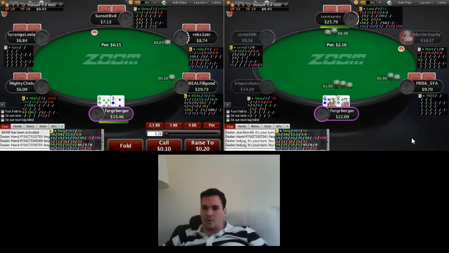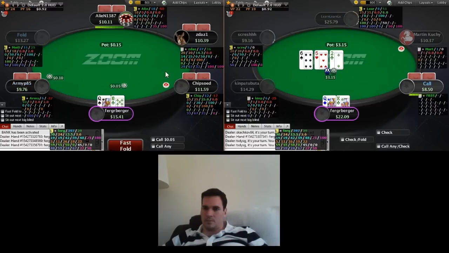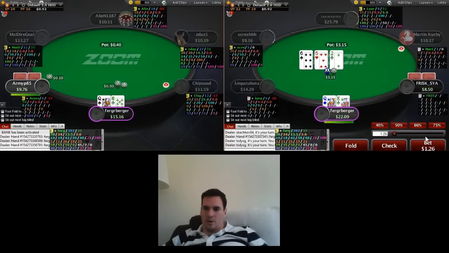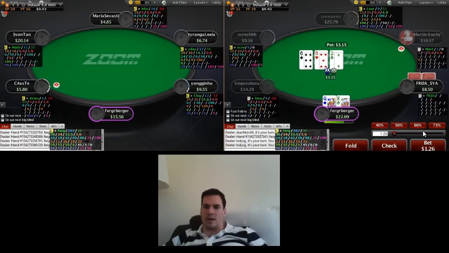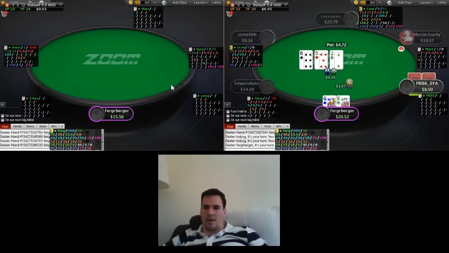Again, perfect squeeze opportunity here. This guy calls, which is quite interesting. We're going to fire once here just to fold out his kind of random overcards that he can have, like 10-jack suited, those types of hands. So we're going to go ahead with the bet.